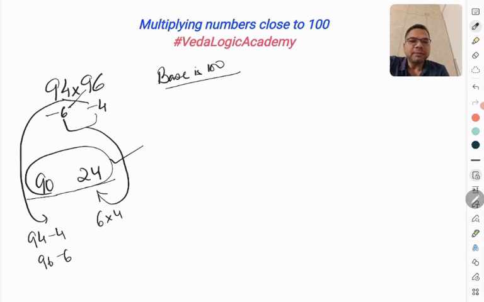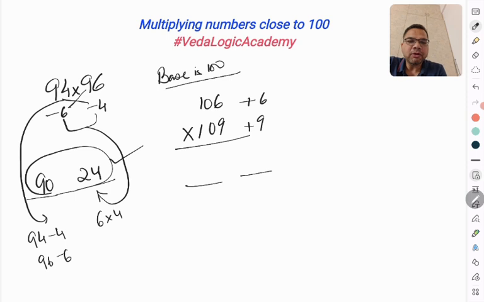For the second example, let's take numbers which are more than 100. Let's say we have 106 and we want to multiply it by 109, right? If you see here, the difference between 106 and 100 is 6. The difference between 109 and 100 is 9. So again, we are going to get the answer in two parts.